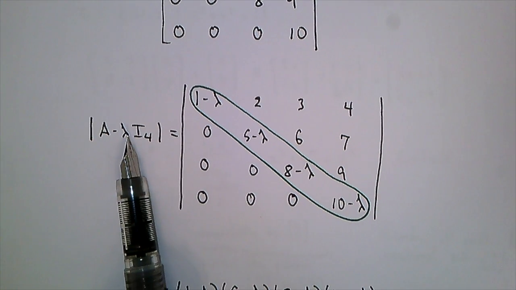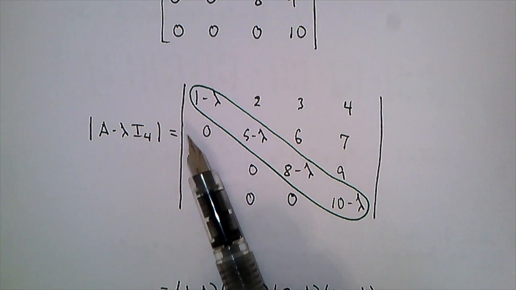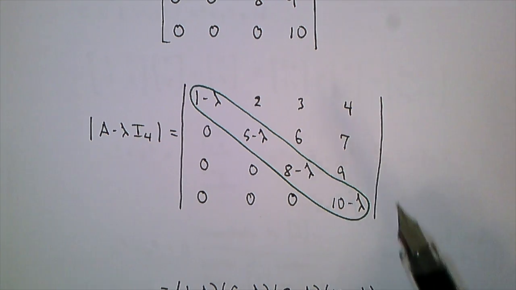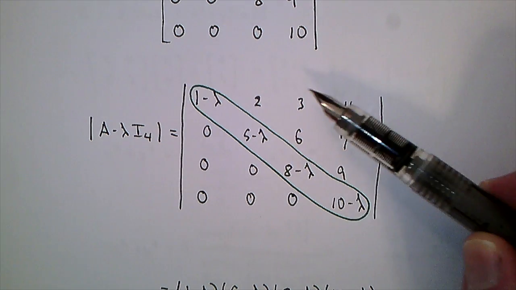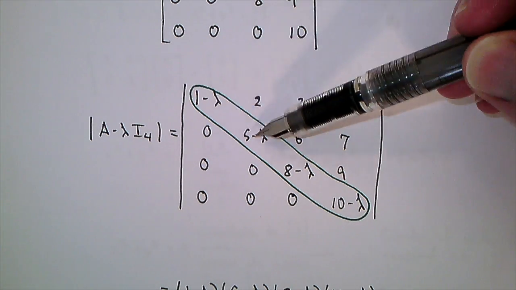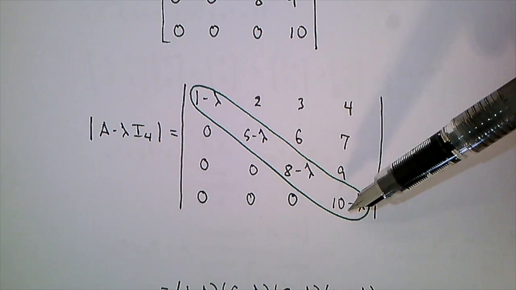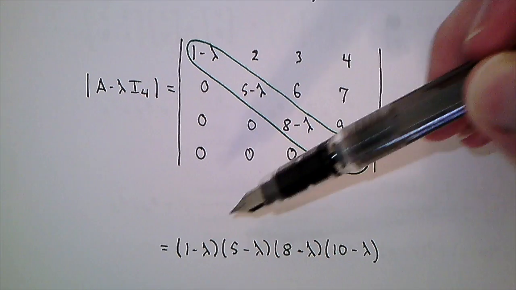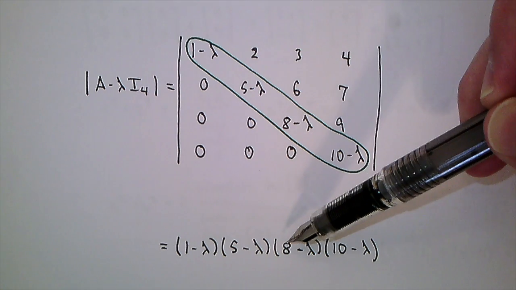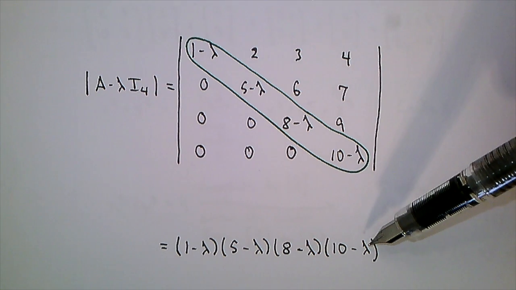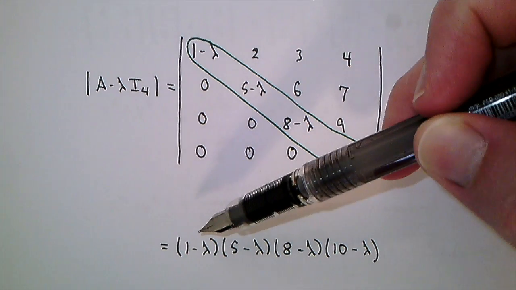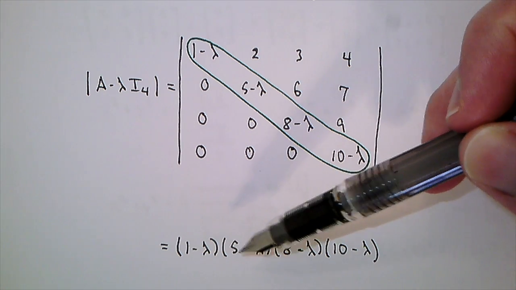And what this is going to do when you carry out this subtraction is subtract lambda from each of the diagonal elements. And we're still looking at an upper triangular matrix, and when we're computing the determinant of an upper triangular matrix, we just look at the product of the diagonal elements. And I've written that out here. So that's just (1 minus lambda) times (5 minus lambda) times (8 minus lambda) times (10 minus lambda). So when you've computed the determinant, it's already factored out, and the solutions are already given to you.